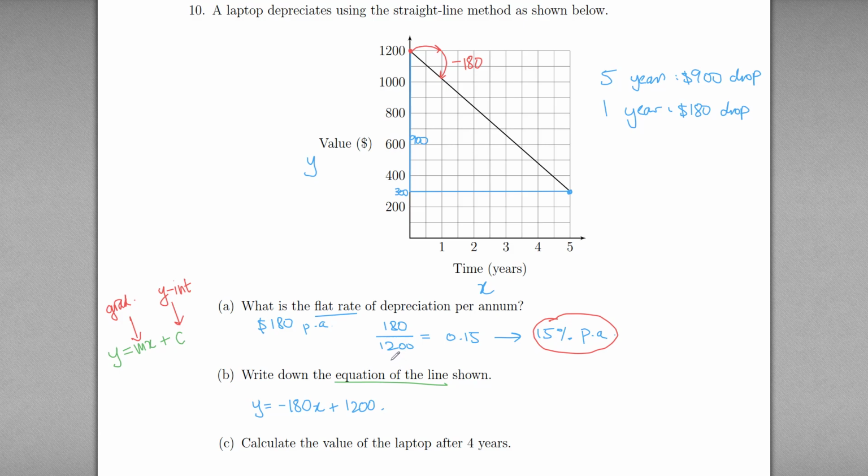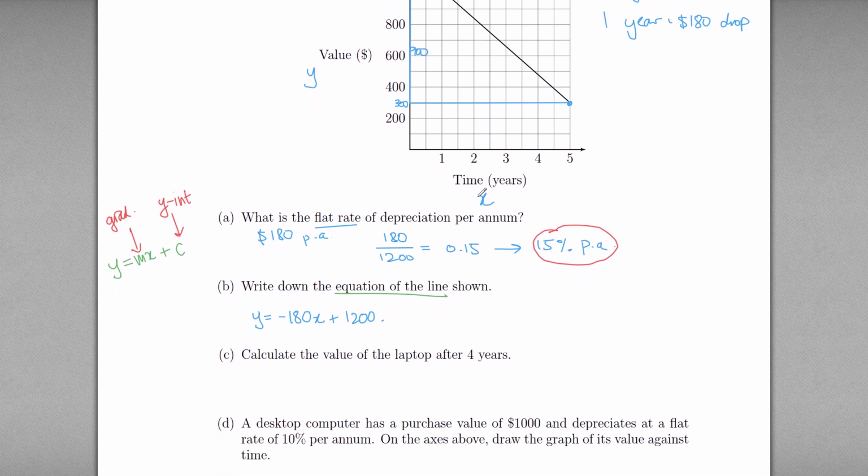Calculate the value of the laptop after 4 years. Now calculate, because just eyeballing it again is quite difficult. I don't know really where this is. It's somewhere between 400 and 500. Might guess it, but it might be better to use the equation here. Time in years I've called x, it's the across. So I'm going to put x equals 4 into the equation up here. So the value will be negative 180 times 4 plus 1200.